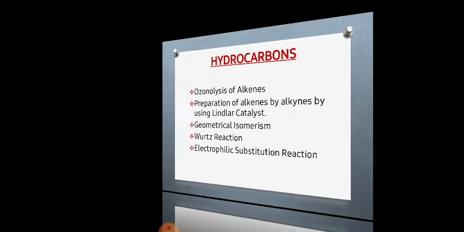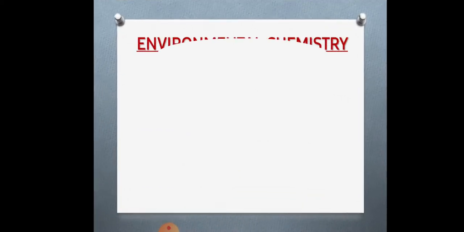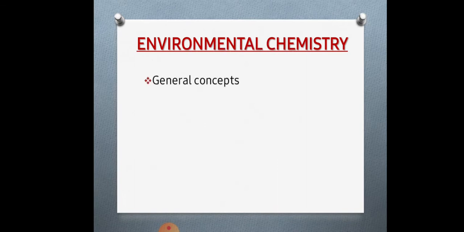So let us switch on to the last chapter, that is environmental chemistry. This environmental chemistry is a general topic. You all know what is environmental pollution, what are the types of pollution, what is meant by a pollutant. So all these are general concepts only. So just read the NCERT textbook, that is enough for the environmental chemistry chapter. Okay, so all these are very, very important concepts for the KCET.